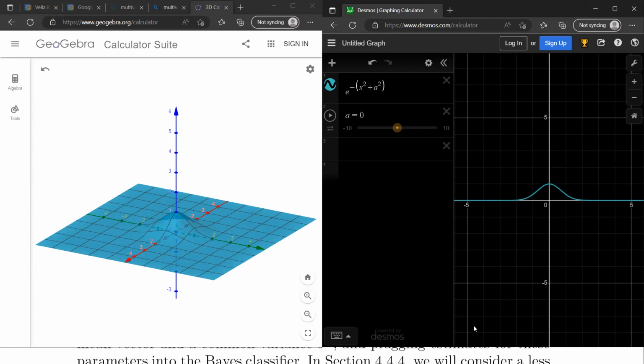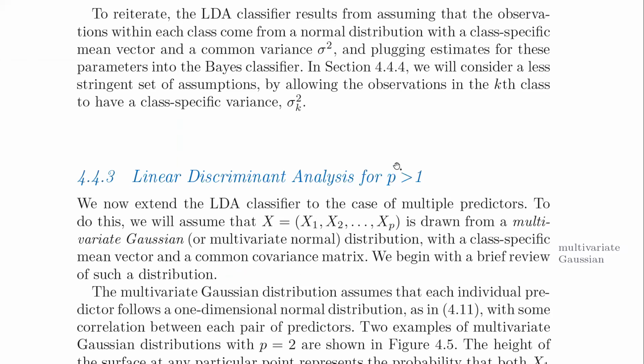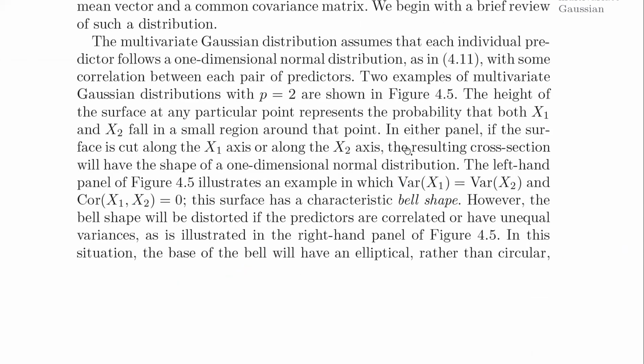Okay, so hopefully we now feel comfortable with the statement: in either panel, if the surface is cut along the x1 axis or along the x2 axis, the resulting cross-section, which is just going to be a curve, will have the shape of a one-dimensional normal distribution.